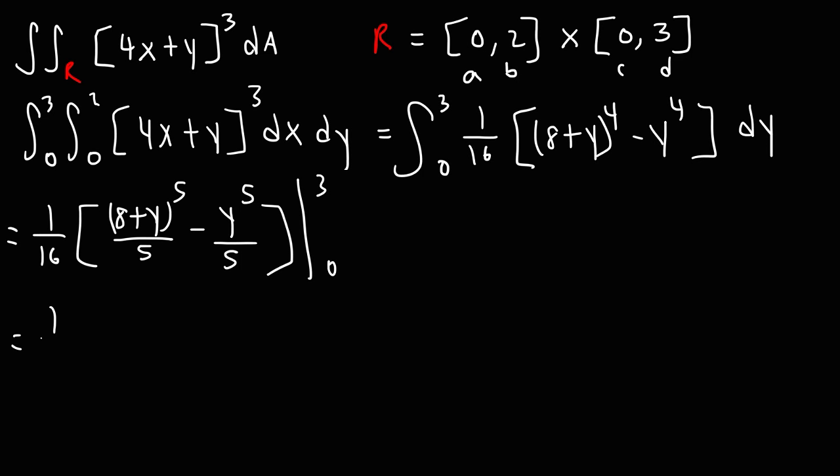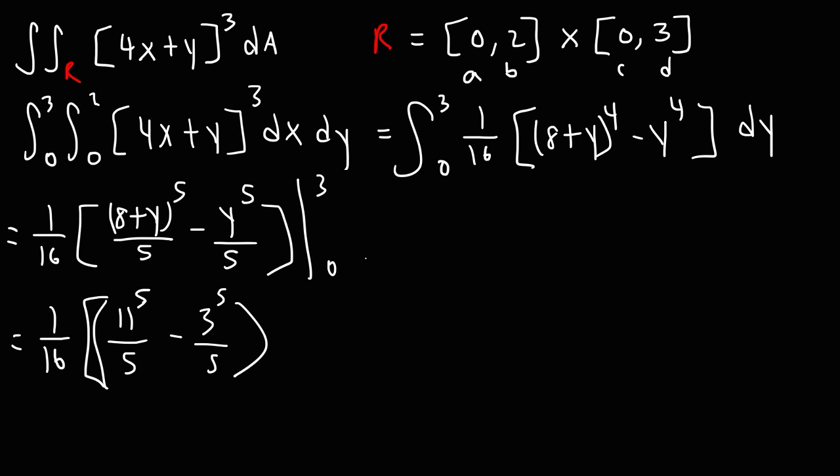Plugging in 3, we're going to have 1 over 16 times, this is going to be 8 plus 3, so that's 11 to the fifth power over 5. And then minus 3 to the fifth power over 5. Now we need to plug in 0. So it's going to be minus 0 plus 8, that's just going to be 8 to the fifth power over 5. And then 0 to the fifth power is just 0.